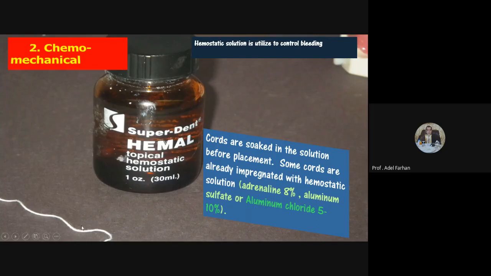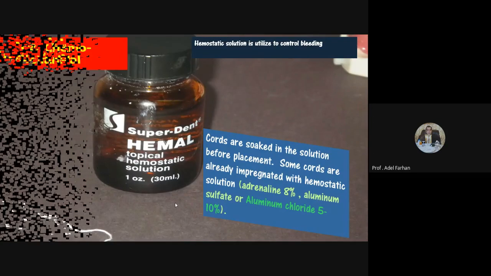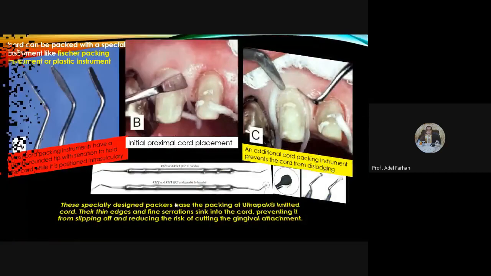هذا we soak the cord. When we place the cord inside the sulcus, we will get a vasoconstriction of the vessels. By this way, we are reducing the blood flow and the tissue fluid, and it will later on produce a shrinkage of the tissue that helps in expansion of the gingival sulcus. The chemical action. So the combination of chemical action and the mechanical provides better retraction for the gingiva.